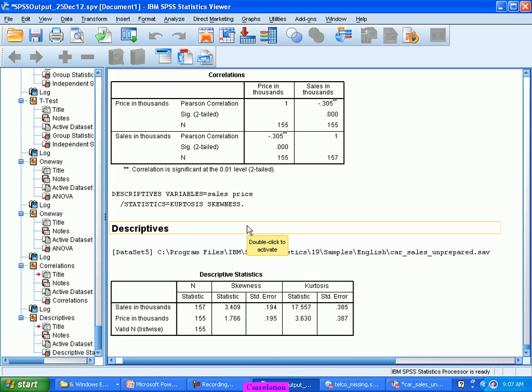See the values, very high. Skewness is 3.4 for this and 1.7 for this. So this data is not normal, but still it has given a correlation of minus 0.3. Now, the kurtosis values are 17 and 3, which are high for both, which means both the data are actually not normal. So better transform those data.